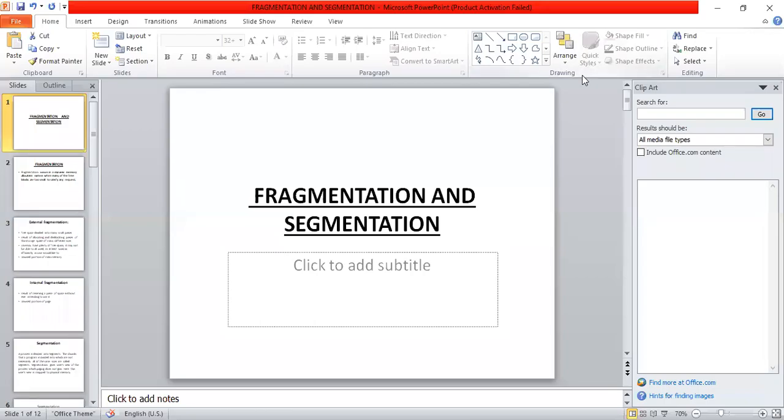Good morning, dear students. Today's topic is fragmentation and segmentation. It is an important topic of operating system. I hope I'll be able to help you and be able to make each and every topic very clear to you.